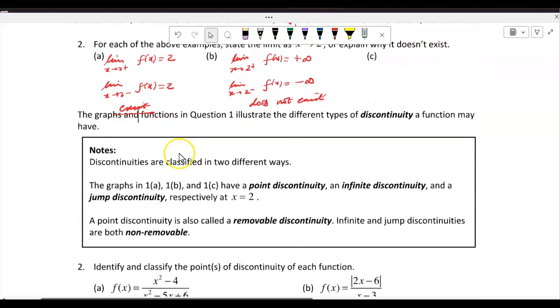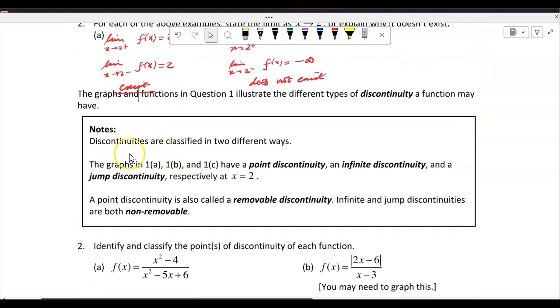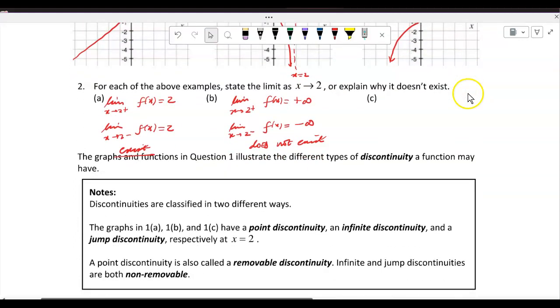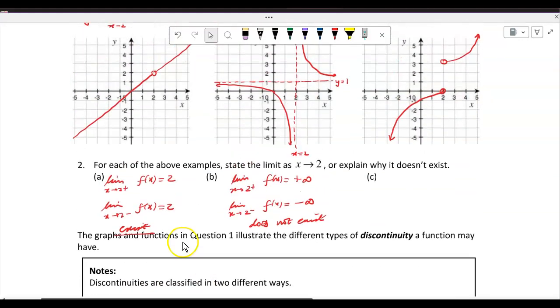Discontinuities are classified into two different ways. Graphs 1A, 1B, 1C have point discontinuity, infinite discontinuity and jump discontinuity. This is your point discontinuity. Infinite discontinuity and jump discontinuity, we did this last session, and we have to know these. A point discontinuity is a removable discontinuity. It can be removed by defining the value at x equal to 2, y is 2.